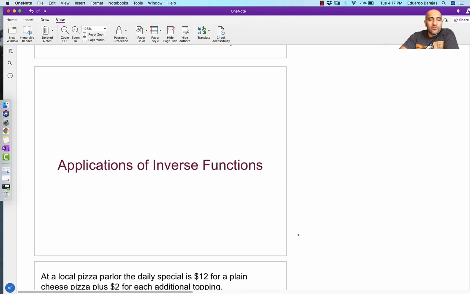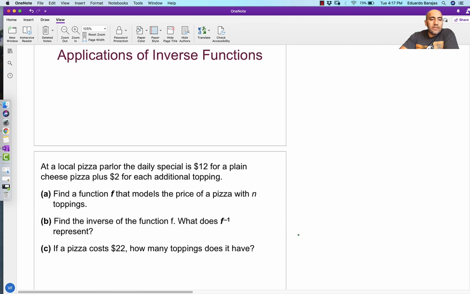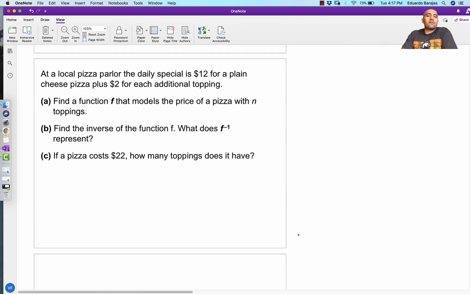Okay, applications of inverse functions. At a local pizza parlor, the daily special is $12 for a plain cheese pizza plus $2 for each additional topping. Find a function f that models the price of a pizza with n toppings. Okay, this should be nice and easy.